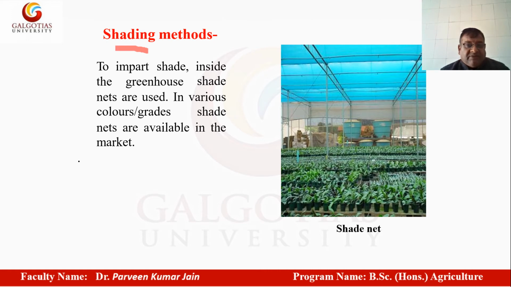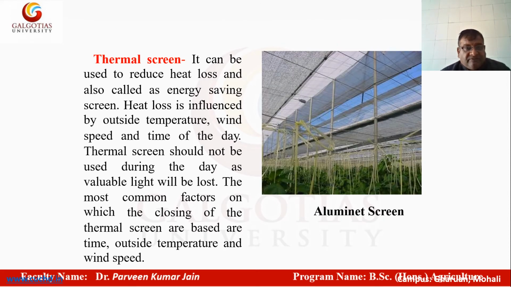And sometimes the plants, just like these tissue cultured plants, may need less light intensity. Otherwise, they may die. So with the help of nets we can alter this. There are thermal nets also, which can be used for heating and at the same time for reducing the light intensity.